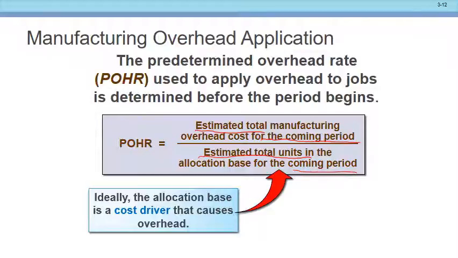Now, the burning question is, well, what if your estimate is incorrect? We're going to make an adjustment for that at the end of the year for our financial reporting process. Don't worry, we'll deal with that. Okay, but that becomes my allocation base, and I use that throughout the year as I apply, say, direct labor to a job. I'll take whatever that predetermined manufacturing overhead rate is times the direct labor hours, and that's how I will come up with the amount of overhead I'm going to apply, my predetermined manufacturing overhead rate.